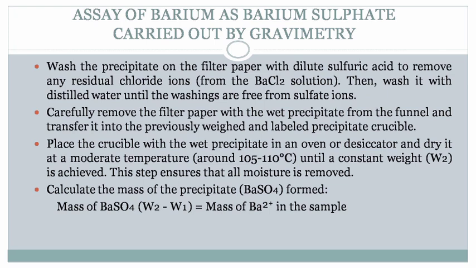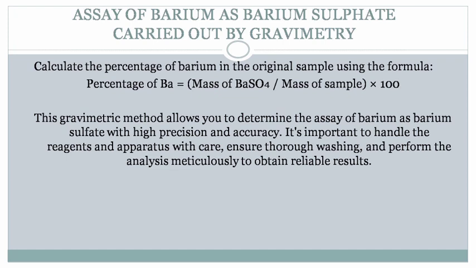Calculate the mass of the precipitate, BaSO4, formed. Mass of BaSO4, W2 minus W1, equals mass of Ba2+ in the sample. Calculate the percentage of barium in the original sample using the formula: percentage of Ba equals mass of BaSO4 divided by mass of sample, times 100. This gravimetric method allows you to determine the assay of barium as barium sulphate with high precision and accuracy.